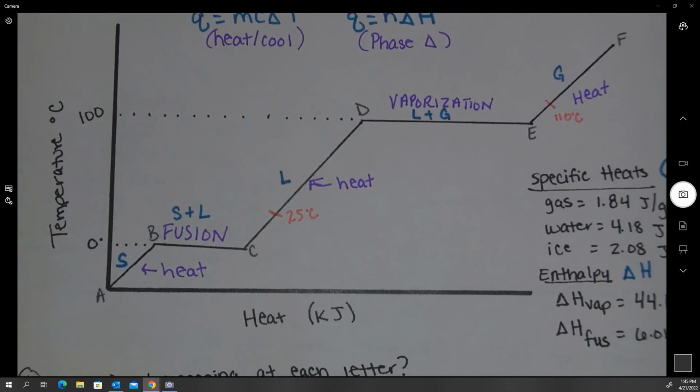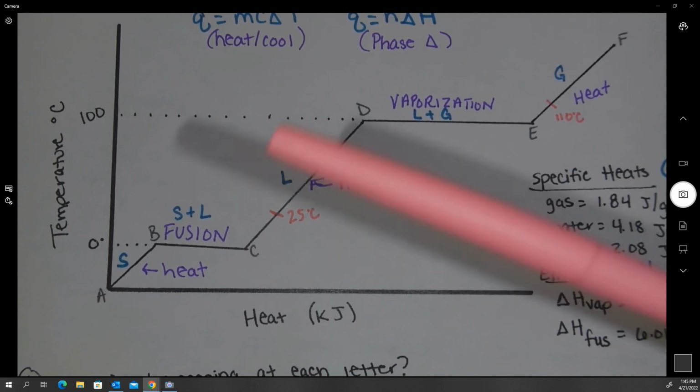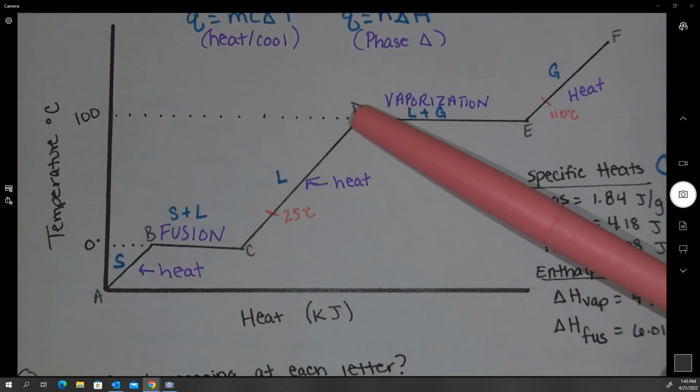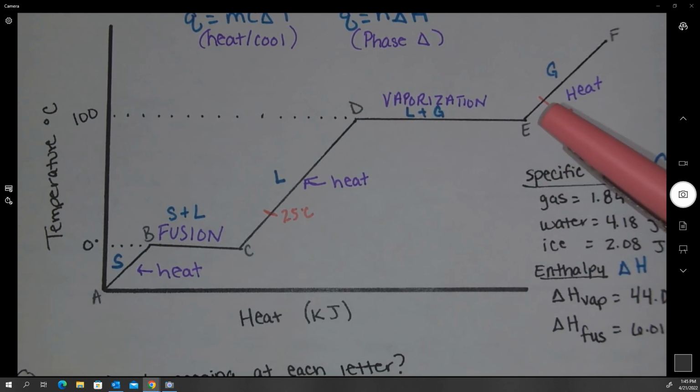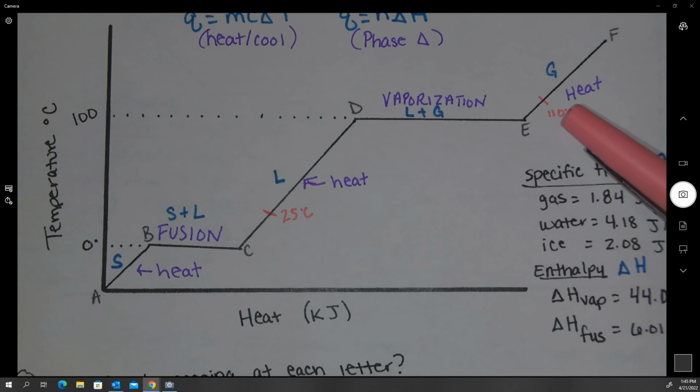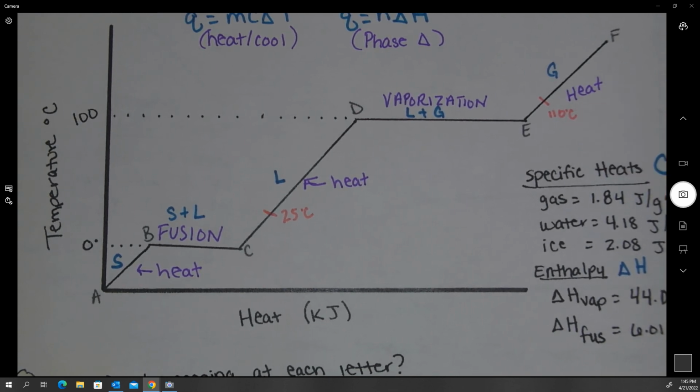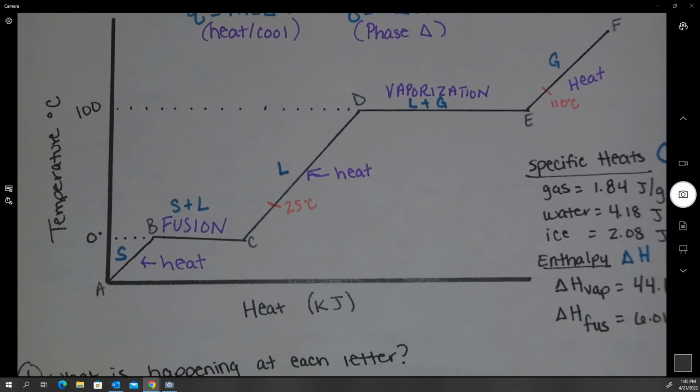All right, so the next thing that we're going to do is we're going to count how many lines that we have to go through. So we have to go from 25 up to D, that's one line, through D and E, that's 2 lines, and E up to 110, that's 3 lines. So how many steps am I going to be writing down? 3, very good.